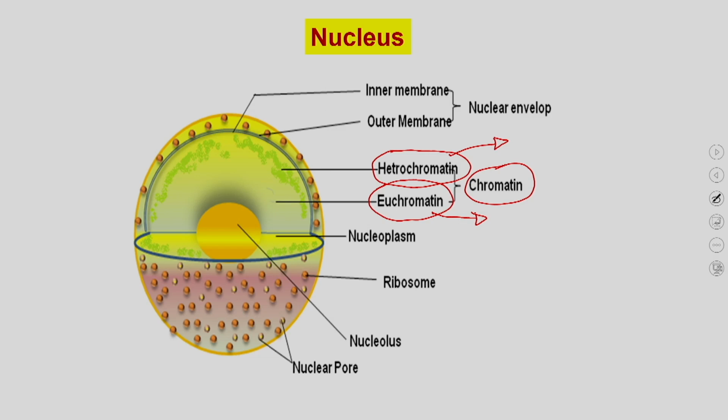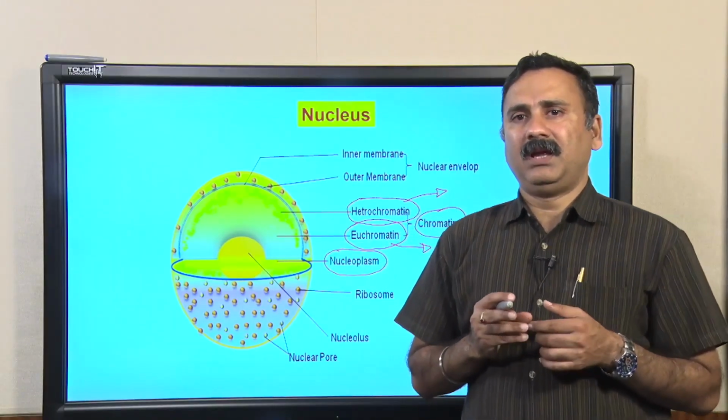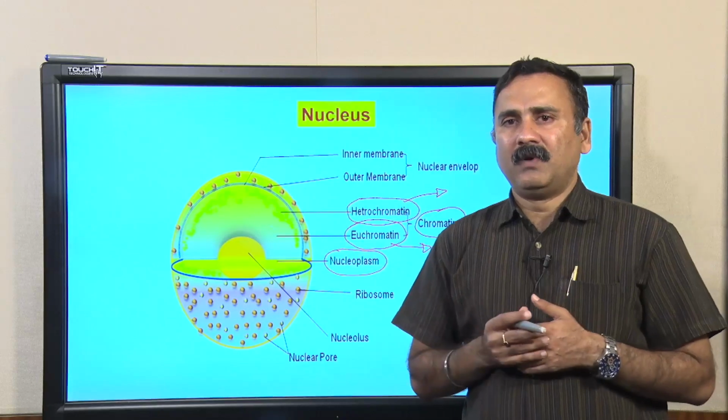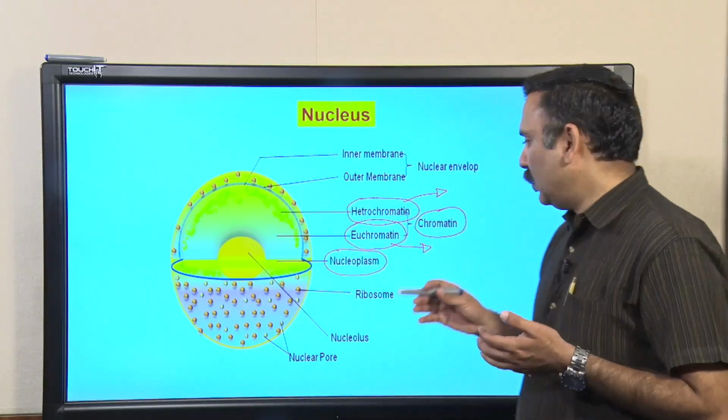Apart from that, you have the nucleoplasm. This nucleoplasm is the liquid part which is present inside the nucleus. The nucleoplasm contains the nucleotides, DNA polymerase and other enzymes, as well as the transcription factors, and they all work in modulating the transcriptional activity within the nucleus.